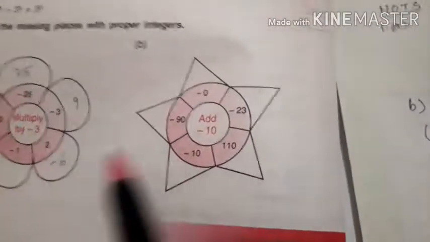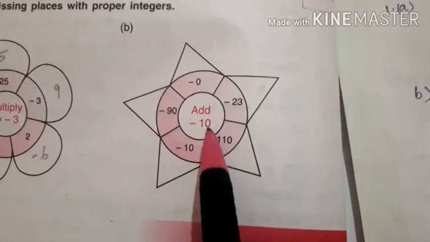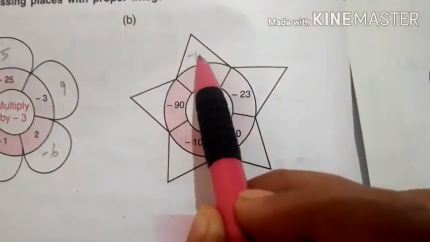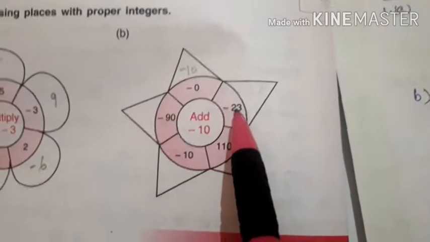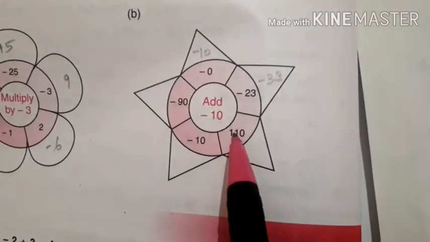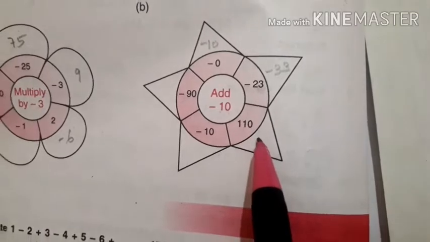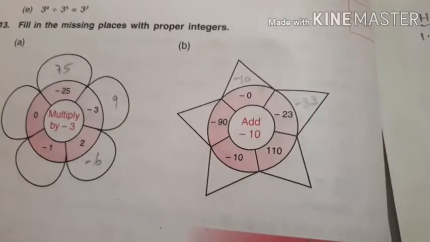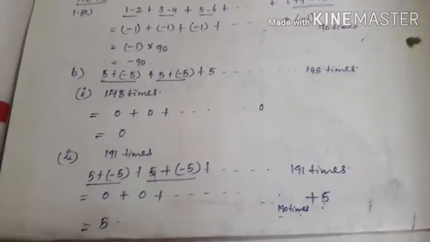Then missing places you have to fill. Then add minus 10. Minus 10 minus 0, it will become minus 10. Minus 10 minus 23, minus 33. Okay. You have to add from this one and fill these blanks. Okay. Then let's move to the HOTS.